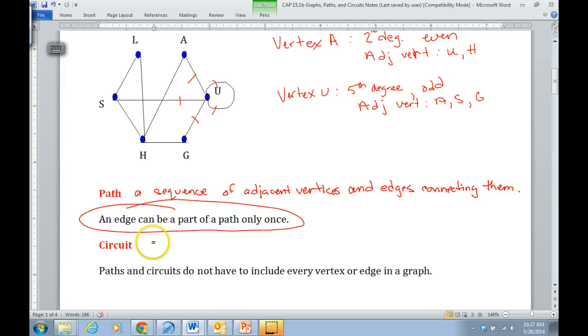A circuit. A circuit is a special kind of path that begins and ends at the same vertex.